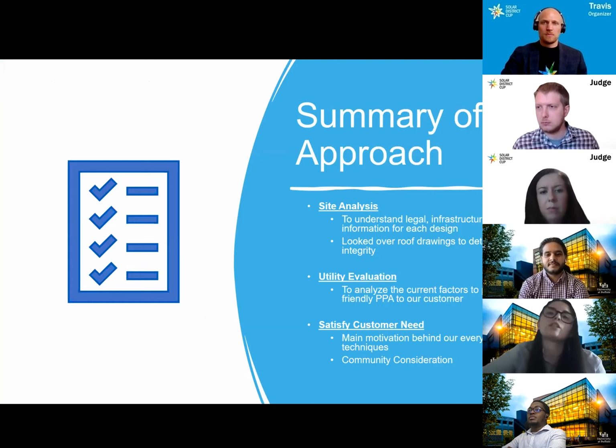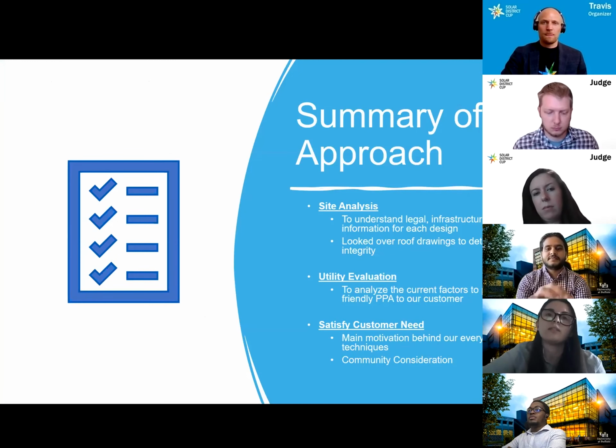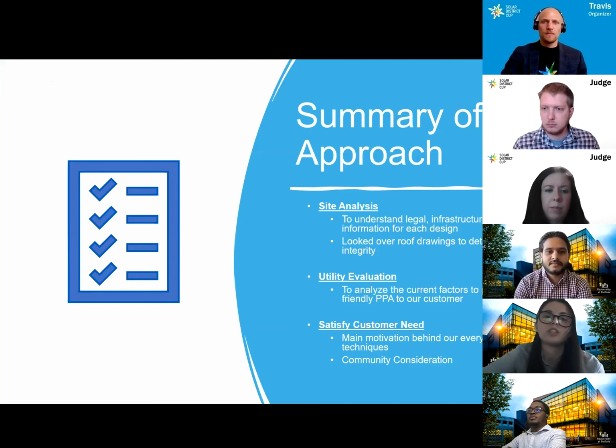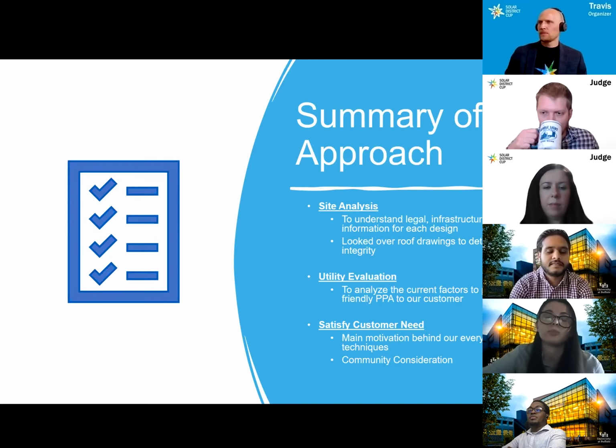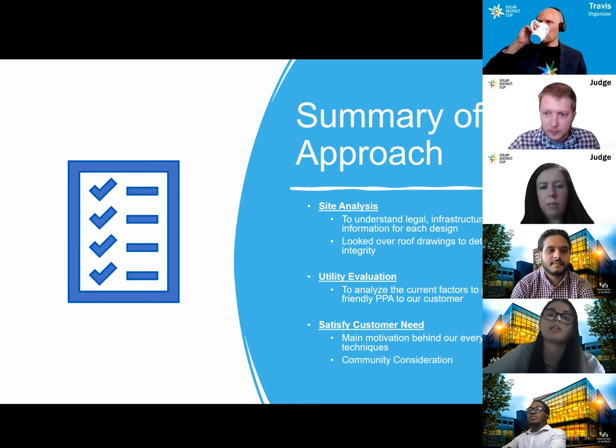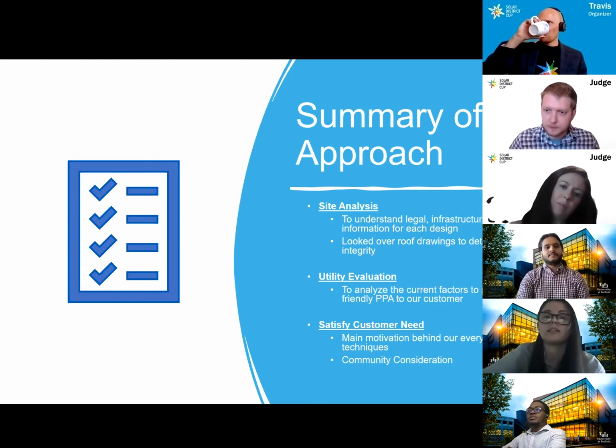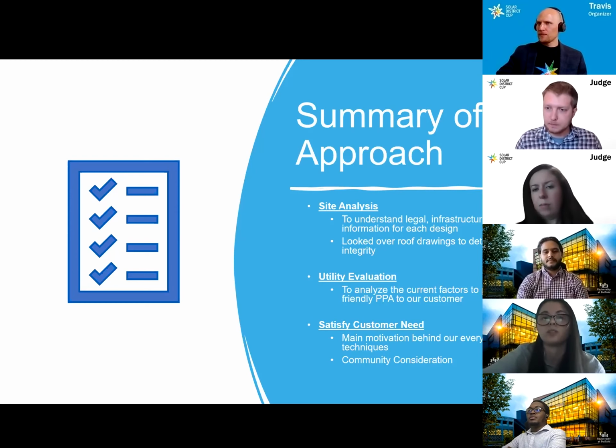So additionally, for our site investigation, we broke it up into several parts. So we had a site analysis, and the purpose of this was just to identify all the available locations for PV placement. And so for this, we looked at Google Earth images, we looked at the district use case profile, master plans, and structural drawings. We also conducted a utility evaluation. And then lastly, for satisfying customer needs, as mentioned before, we looked at the master plans, and then we also looked at the data provided to us about electricity demand.